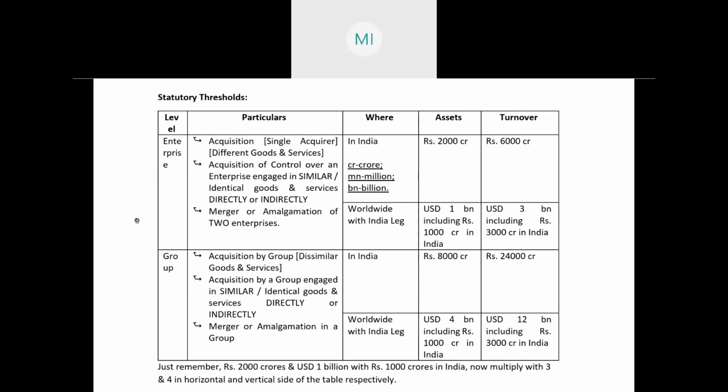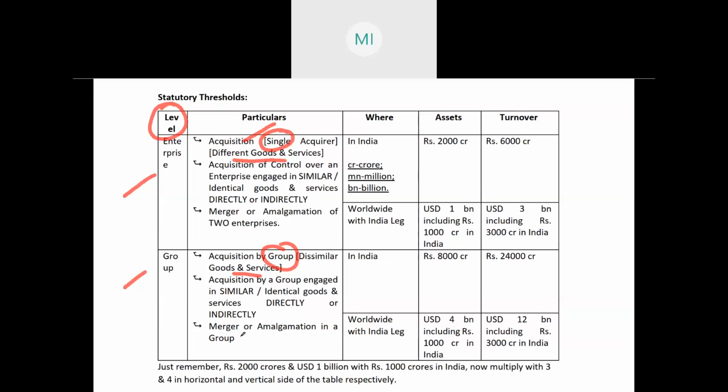Okay, so these are the statutory thresholds. Whether it is at the enterprise level or at the group level. If any of these things happens, that is acquisition. See, enterprise level means there'll be a single acquirer. Group level means there'll be a group of acquirers, a single acquirer or group dealing in different goods or dissimilar goods or services. Okay, so this is general: acquisition of shares, acquisition of control, and merger or amalgamation.